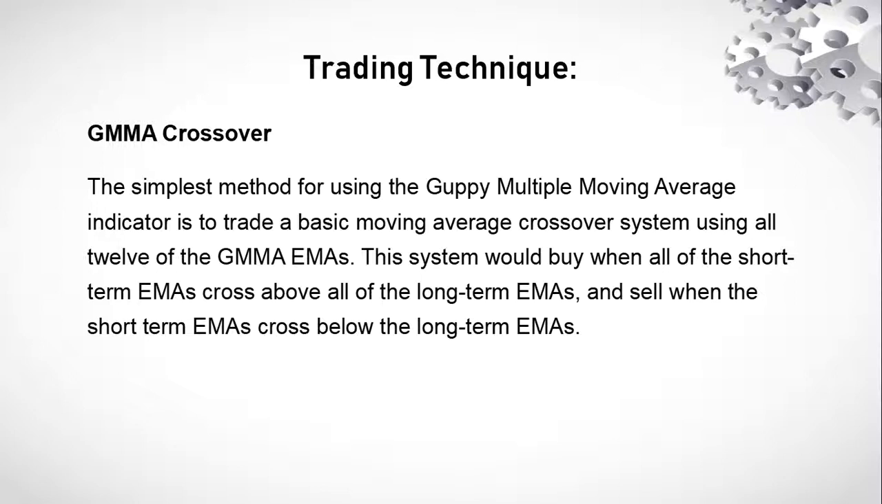First is the GMMA crossover. The simplest method for using the Guppy multiple moving average indicator is to trade a basic moving average crossover system using all 12 of the GMMA exponential moving averages. This system would buy when all of the short-term EMAs cross above all of the long-term EMAs and sell when the short-term EMAs cross below the long-term EMAs.